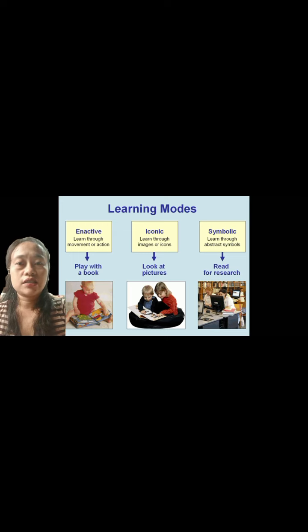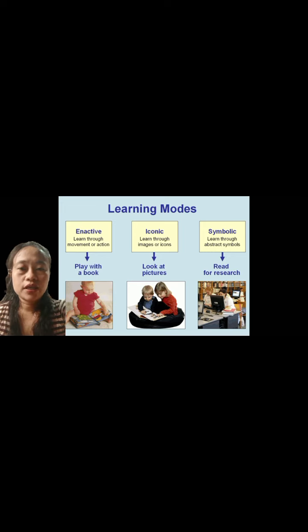In this image, for instance, in enactive, the baby learns through movement or action, and he just plays with a book. He does not know what's in the book. And in iconic, they look at the pictures and learn through images or icons. And in symbolic, they read for research and learn through abstract symbols.